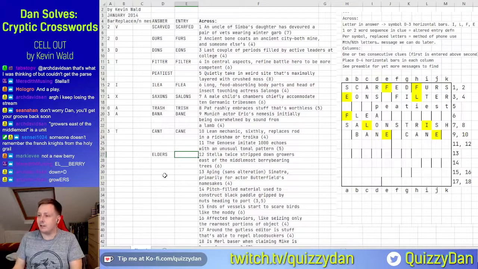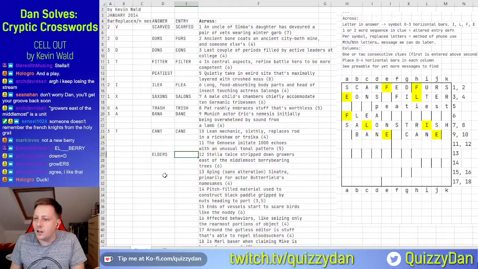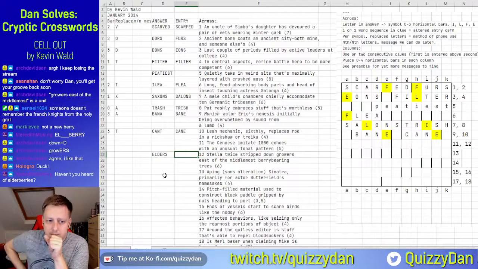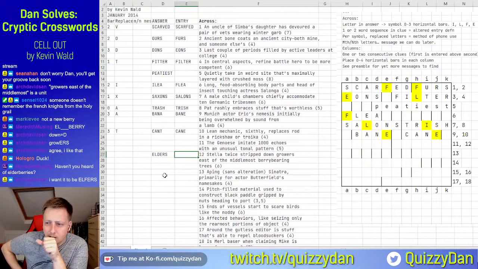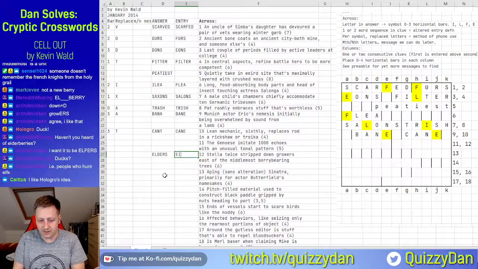Okay, I like that. Elders, and we need to replace something in that. It's not idlers. I have heard of elderberries. Elders. Oh, Iders. Wonderful. So that is an L that is replaced with a symbol with no horizontal marks. There we go. So that is 12 across. Iders.